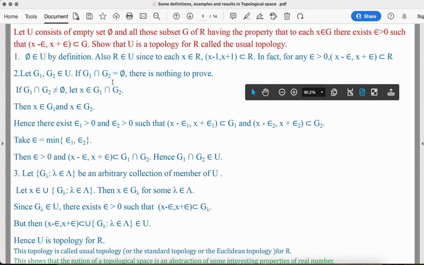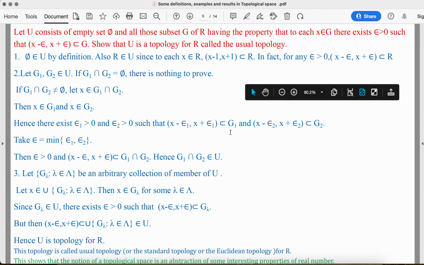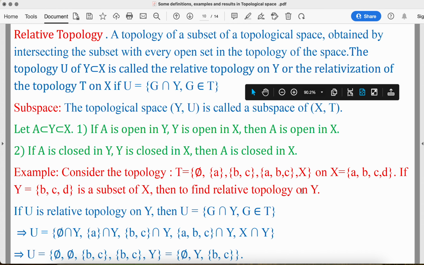So we have shown that R with topology U, (R, U), is a topological space because U satisfies all the three properties of a topology. And this particular example shows that the notion of topological space is an abstraction of some interesting properties of real numbers, because in real numbers we considered open intervals, closed intervals and so on.